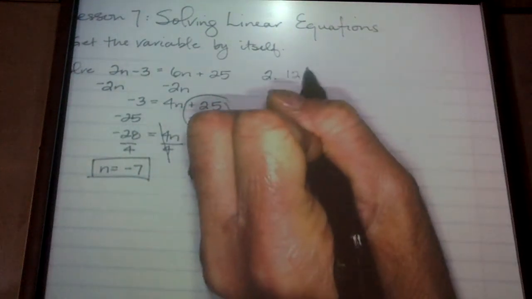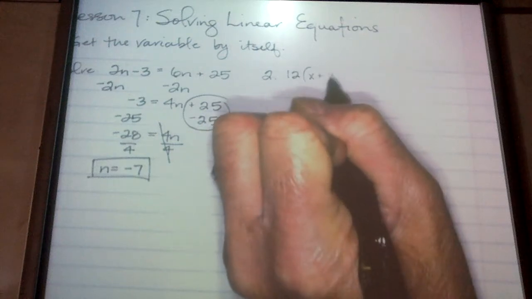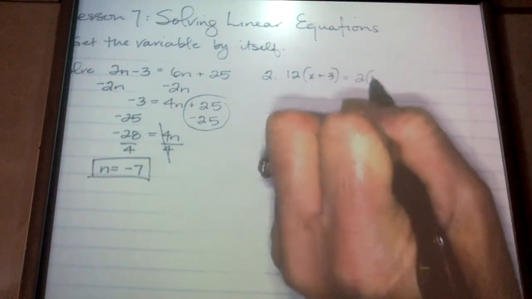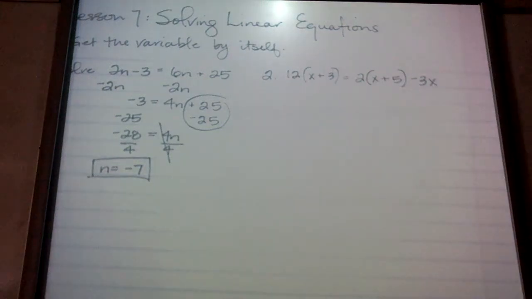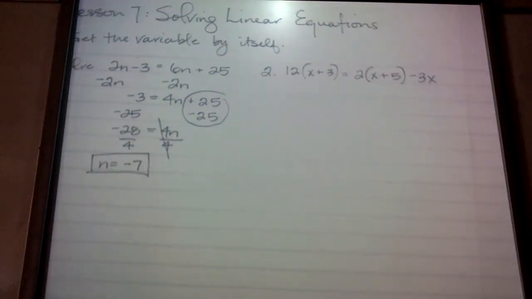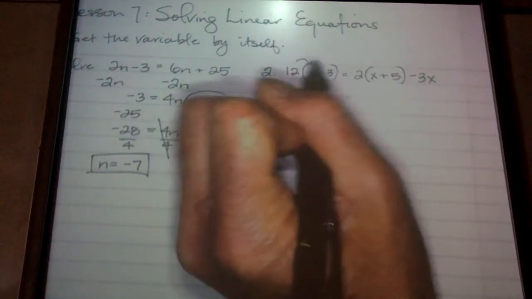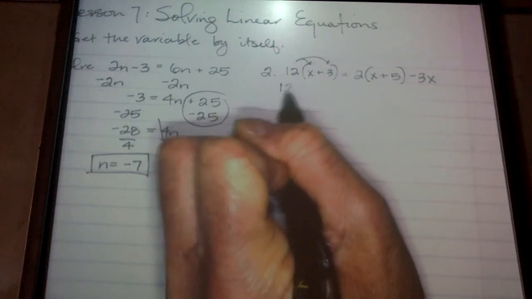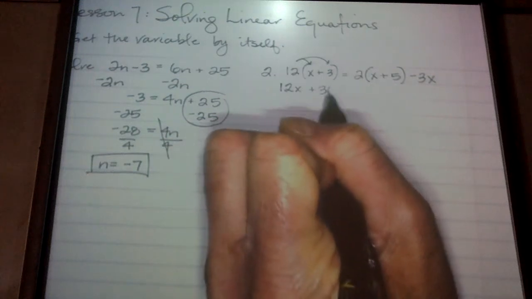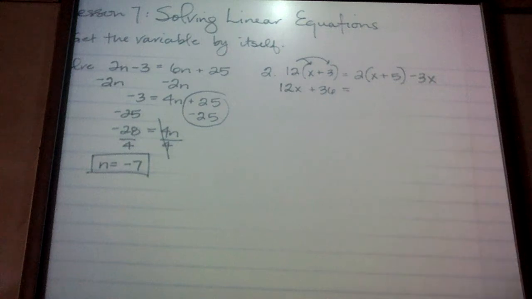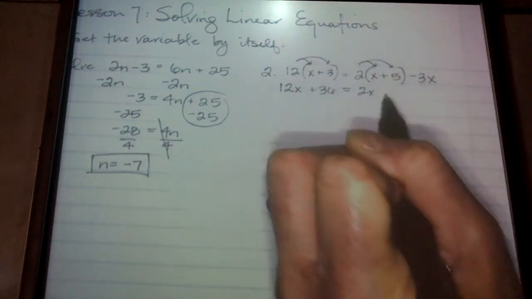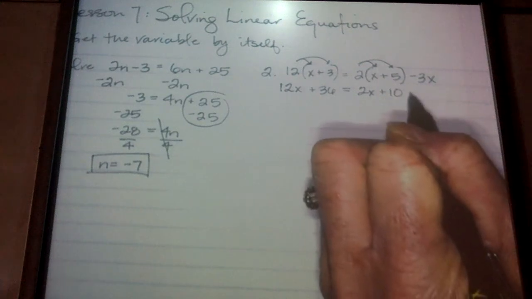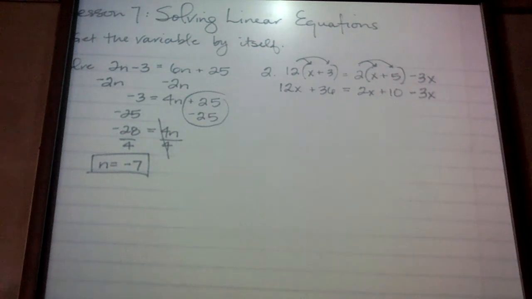So 12 parentheses x plus 3 equals 2 parentheses x plus 5 minus 3x. Now, hopefully you remember, parentheses mean that I'm going to need to distribute. So I have to distribute 12 to each term here. So 12 times x is 12x. 12 times 3 is 36. Bring the equal sign down. 2 times x is 2x. 2 times 5 is positive 10. And then I'm just going to bring down the minus 3x.